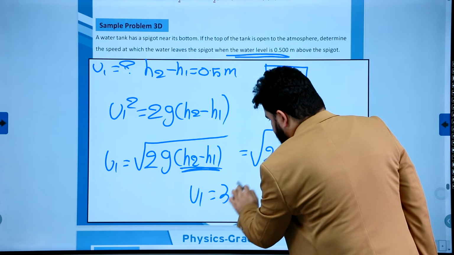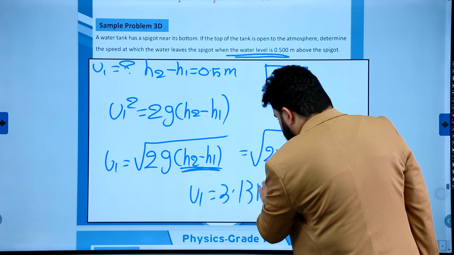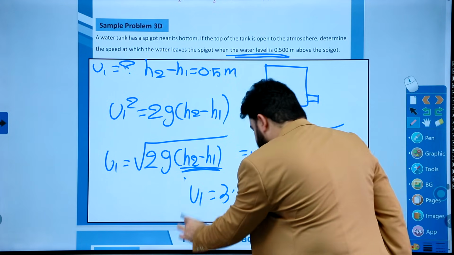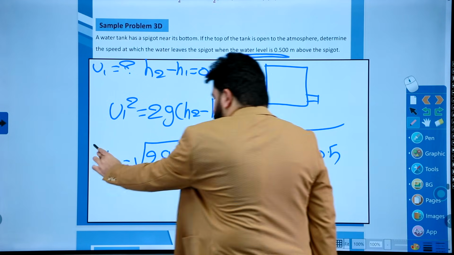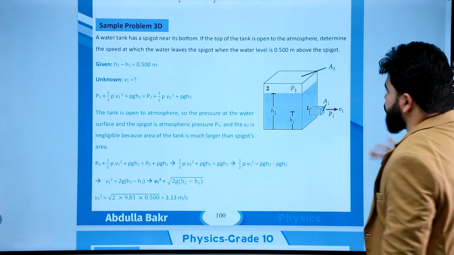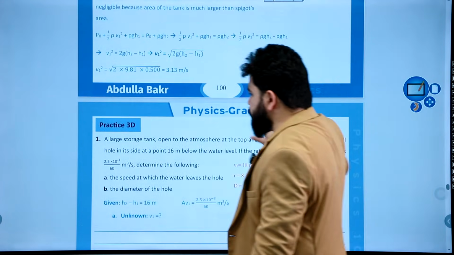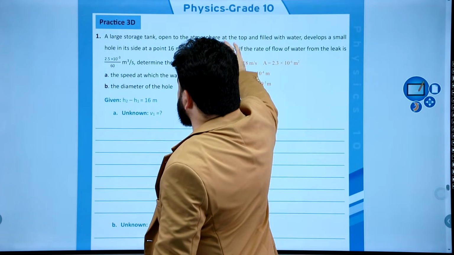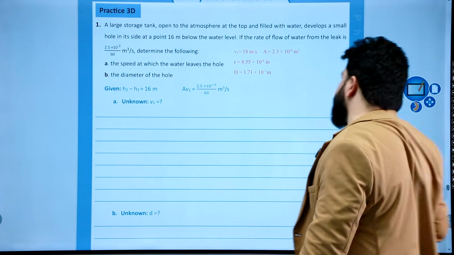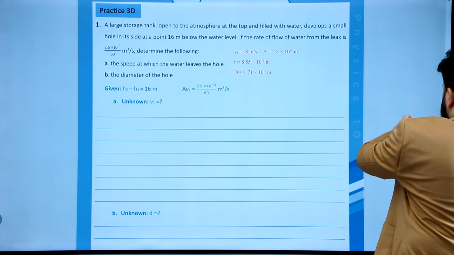V1 is equal to 3.13 meters per second. That's it. So when it asks for the velocity, use this equation: V1 is equal to the square root of 2g(H2 minus H1). Let's solve question 3D from this one, and we're going to end this section, end this review.